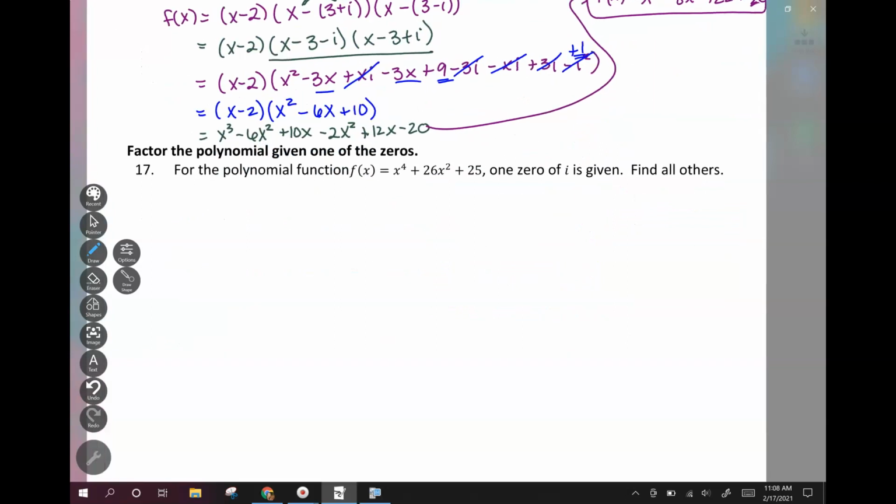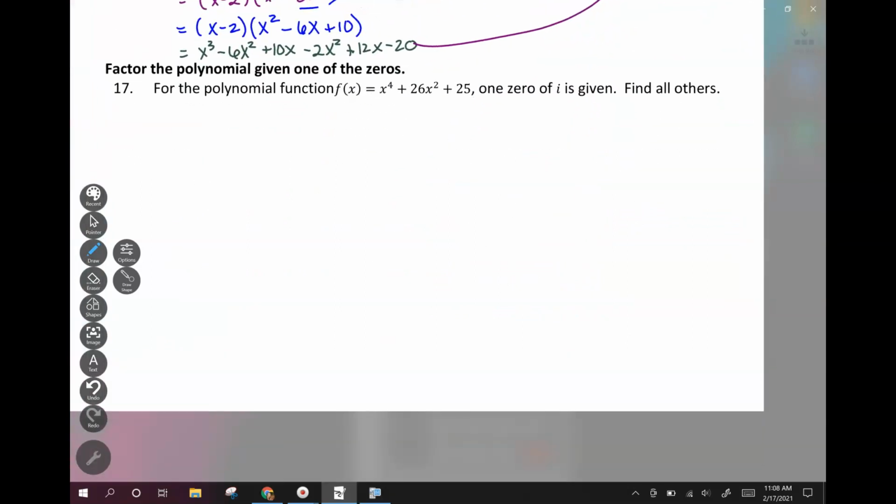Okay. Factor the polynomial given one of the zeros. So we've done problems like this earlier where you're given one of the zeros and you want to be able to factor this using that. And what we did was we divided this zero out first using synthetic division. So I'm going to do i, 1, I'm skipping the x cubed, so I need to put a plus 0 x cubed, 26, 0x, 25.